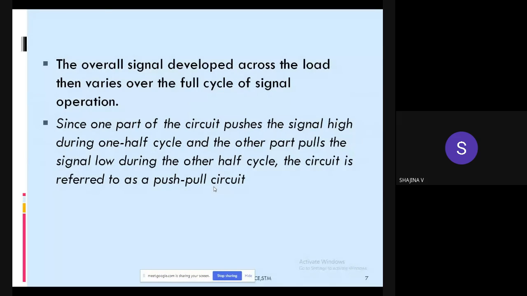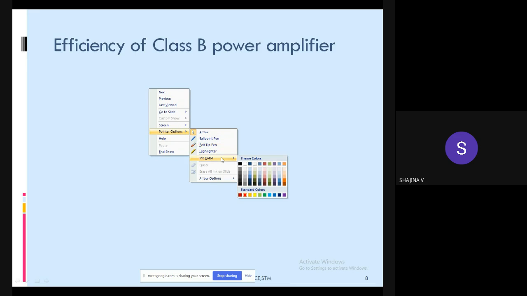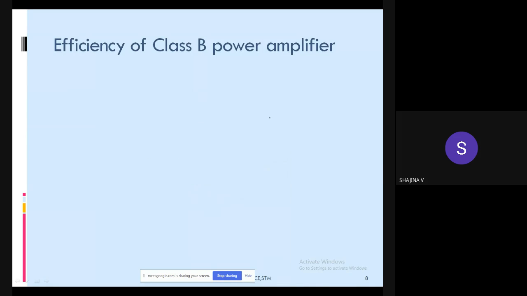Okay, now coming to the efficiency of this class B amplifier. It is more than that of the class A amplifier. So now we can see how much the efficiency is. Using class A configuration with a resistive load, we can obtain a maximum of 25% efficiency. By using a transformer coupled load, we can obtain an efficiency of 50%. Now we can see what the efficiency of this class B power amplifier is.